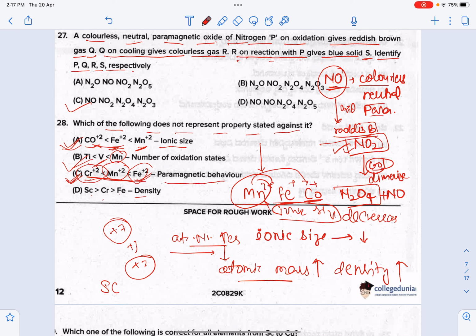and if atomic mass increases, that means density of the element also increases. So if we move from left to right, that is scandium, then chromium, and then iron, the density order will be iron, chromium, then scandium, which has very low density. So this will not show the correct property, so our correct answer will be D. This does not follow the order.